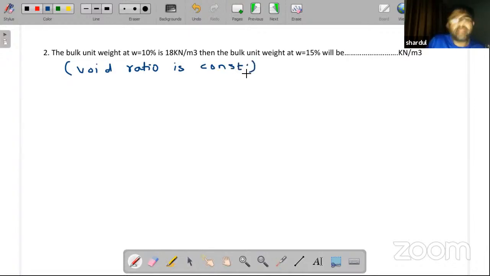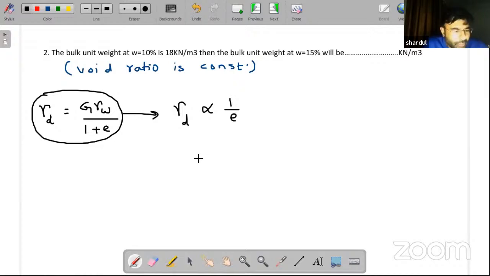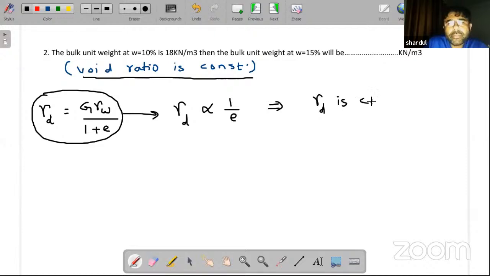Since the void ratio is constant, we very well know that the dry unit weight of the soil is equal to G gamma w upon 1 plus e. This is the formula for calculating the dry unit weight. In this formula, you can easily see that the dry unit weight of the soil is inversely proportional to the void ratio. And since in the question it has been said that the void ratio is constant, I can say that gamma d is constant.